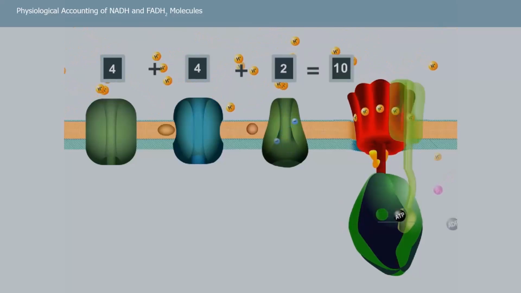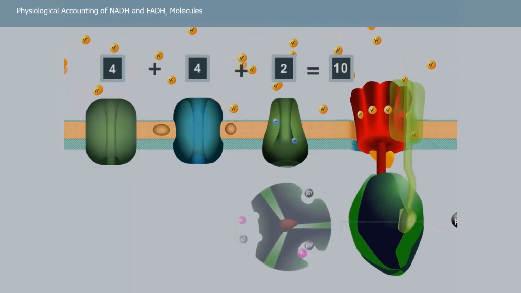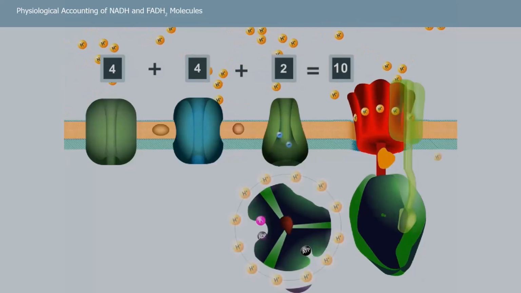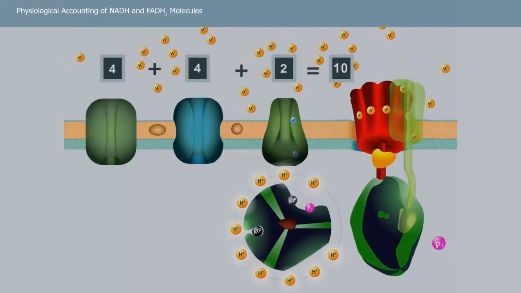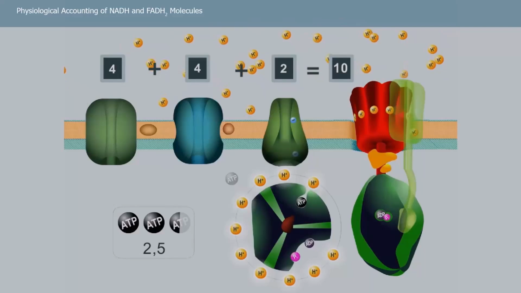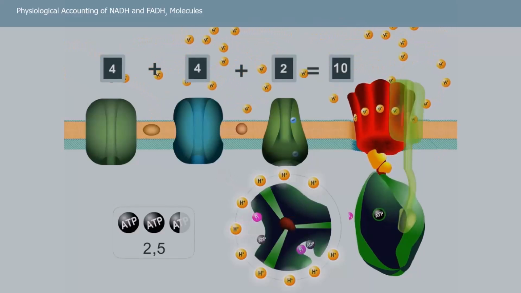In one revolution, the ATP synthase produces 3 molecules of ATP. If 12 hydrogen ions are needed for one revolution, then 10 hydrogen ions that have been pumped using the energy of 1 molecule of NADH produce on average 2.5 molecules of ATP.